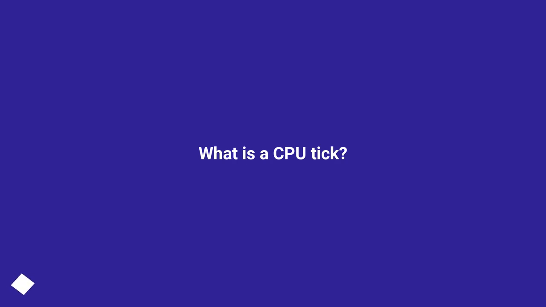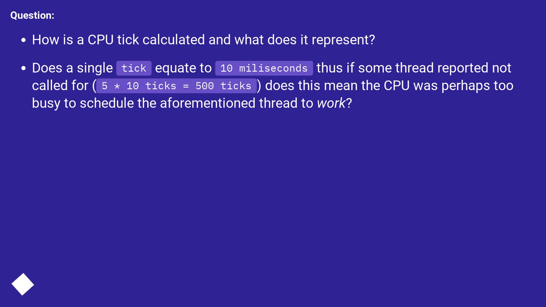What is a CPU tick? Question: How is a CPU tick calculated and what does it represent? Does a single tick equate to 10 milliseconds? Thus, if some thread reported not called for, 5 times 10 ticks equals 500 ticks. Does this mean the CPU is perhaps too busy to schedule the aforementioned thread to work?